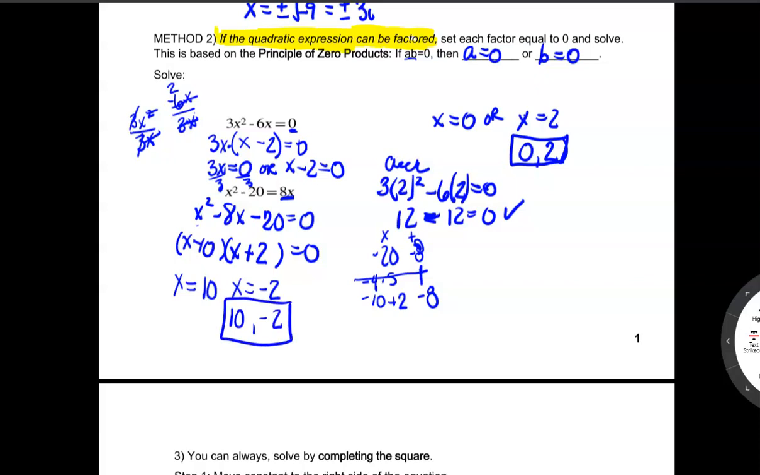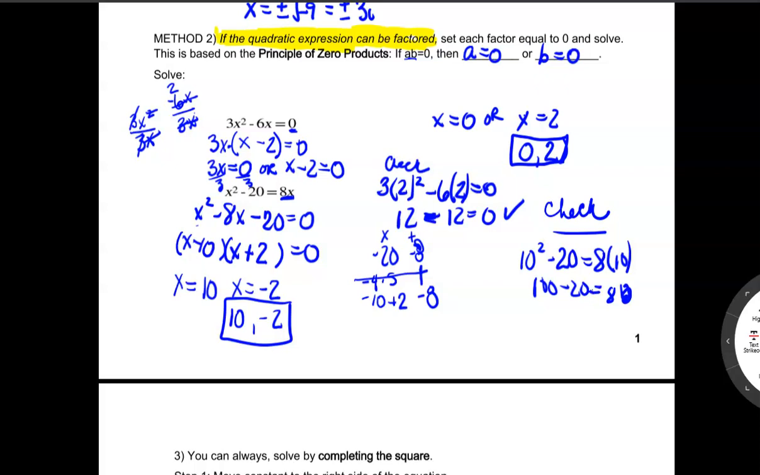And let's just do a quick check before we move on. Make sure we didn't make a mistake. We go back to the original problem, x squared. So plugging in 10 would be 10 squared minus 20 equals 8 times x, which is 10. So we get 100 minus 20 equals 80. Is that true? And yes, it is. Yes, 100 minus 20 is 80.